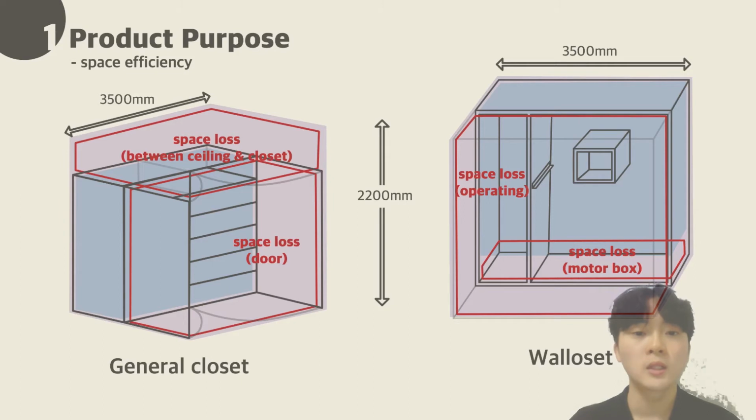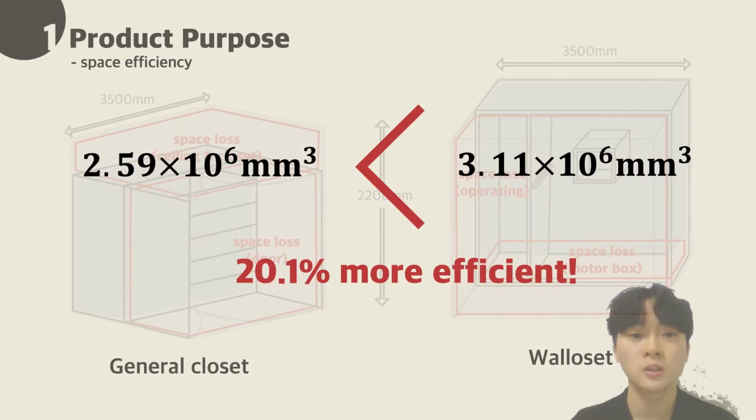Next, WorldOjet has better spatial efficiency than a general closet. A general closet cannot store up to the ceiling, and it needs a space to take things out. Also, it needs an additional space to open the door. This is a huge waste, but WorldOjet can store up to the ceiling, and it only needs space to actuate moving. So, the usable space increases by 20%.